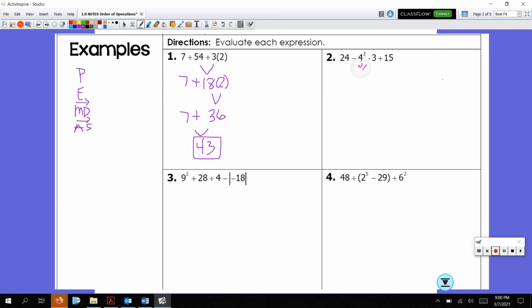I'm trying to make an arrow, but it's not working. And I have times 3 plus 15 here. I still have that negative out front and the 24. I guess I can't draw 2's today.